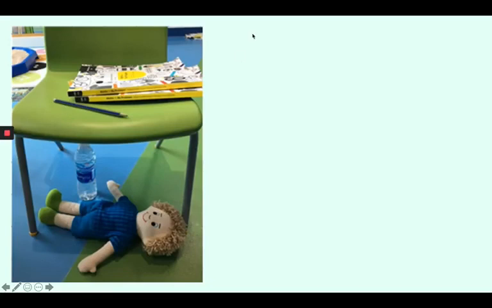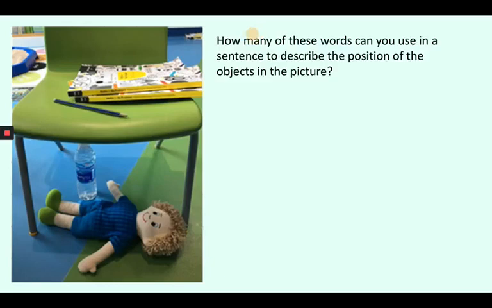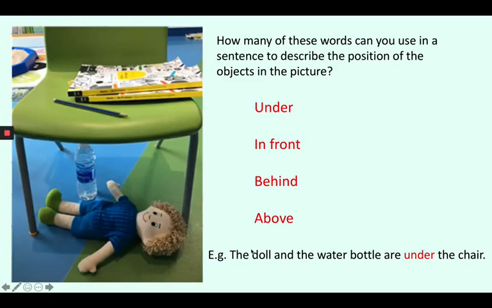Right, let's have a look at this picture now. How many of these words can you use in a sentence to describe the position of the objects in the picture? So I've got these words: under, in front, behind, and above. So try and use these words to describe where the different objects are in this picture. I've got an example for you. The doll and the water bottle are under the chair. Okay, can you see the doll and the water bottle are under the chair?